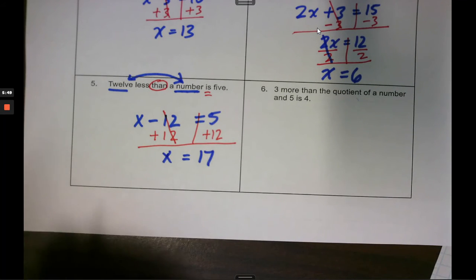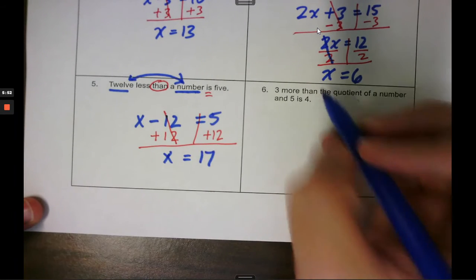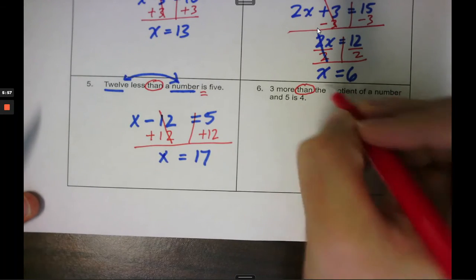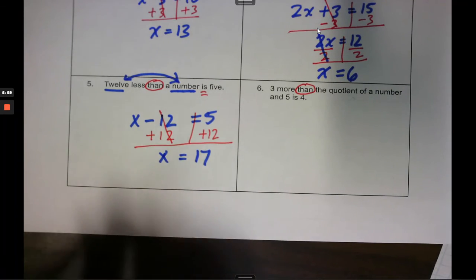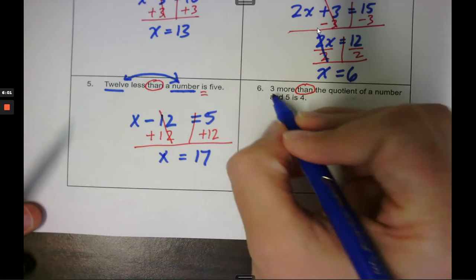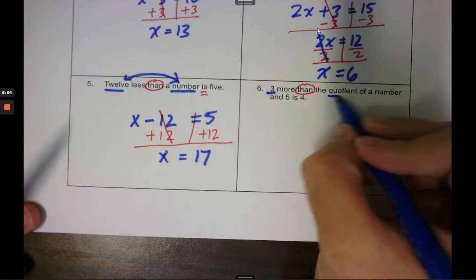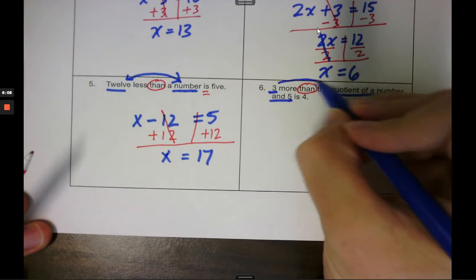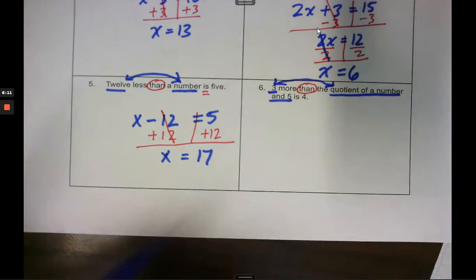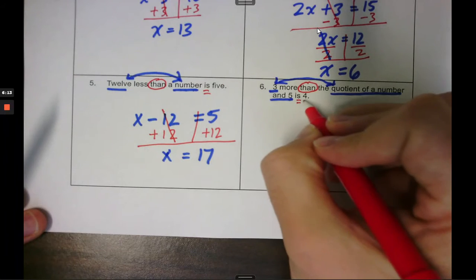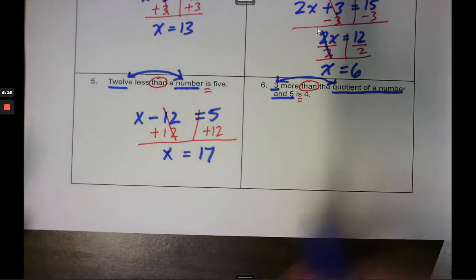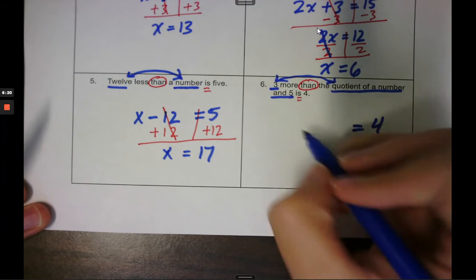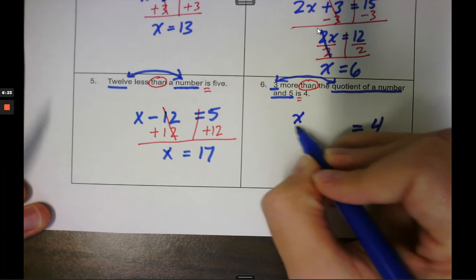Okay, number 6. 3 more than, there's that word again. 3 more than the quotient of a number and 5 is 4. So 3 and then the quotient of a number and 5 are going to swap places. And then "is 4," equals 4, is going to be on the very end. So something equals 4.